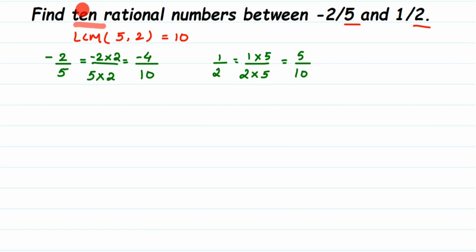For that, again we're going to find the equivalent rational numbers of minus 4 by 10 and 5 by 10. Remember, they are equivalent. Equivalent means they are equal. Minus 2 by 5 is equal to minus 4 by 10. Similarly, 1 by 2 is equal to 5 by 10. Now I'm going to find the equivalent rational numbers of minus 4 by 10 and 5 by 10 again, so that the gap between those two numbers will be more. So here again, when you're finding the equivalent rational number, you can multiply with any number.